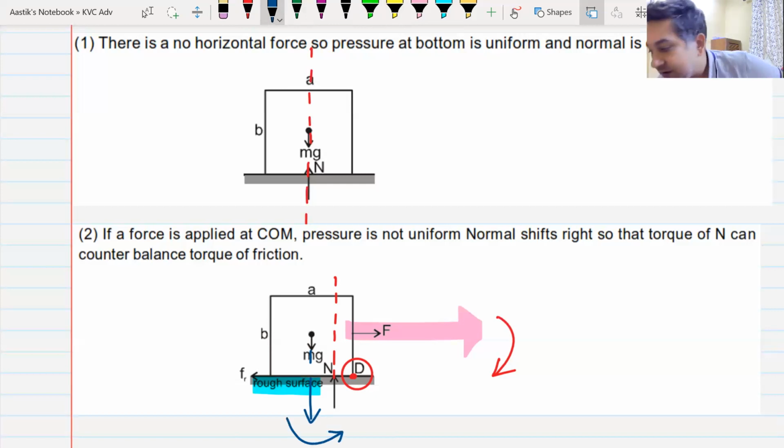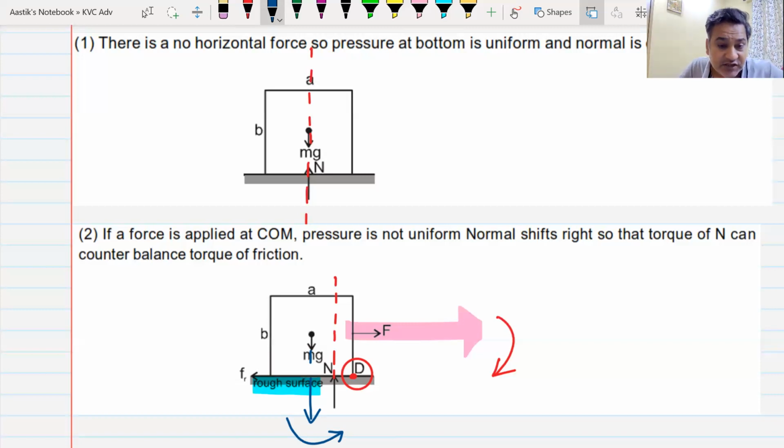Yes, sir. This weight will ask the normal reaction, you shift here because I have to balance the torque. So it will ask the normal reaction to shift, and the normal reaction will keep on shifting. If you increase the force, normal reaction will keep on shifting.